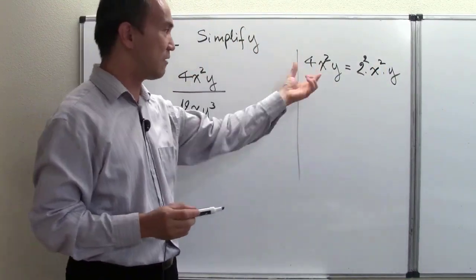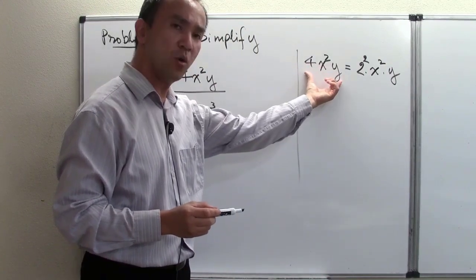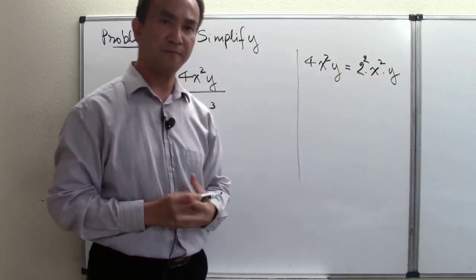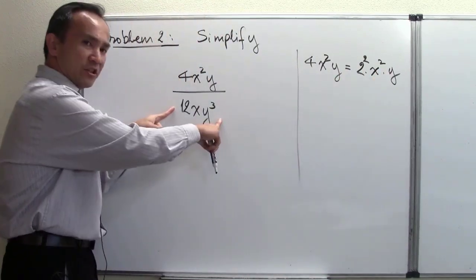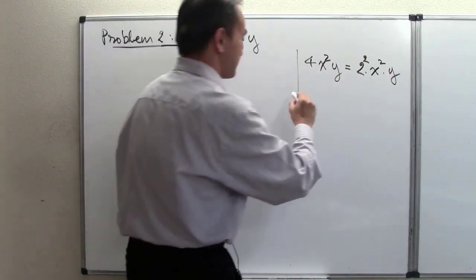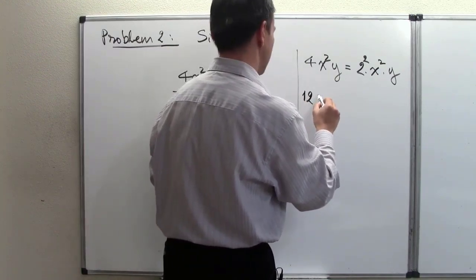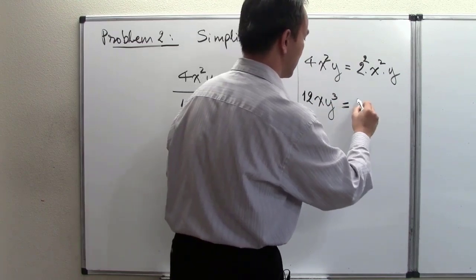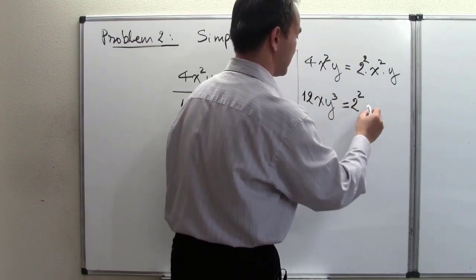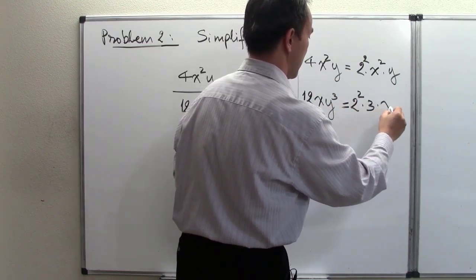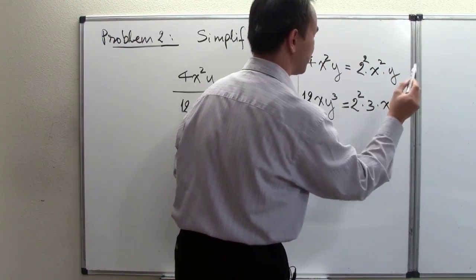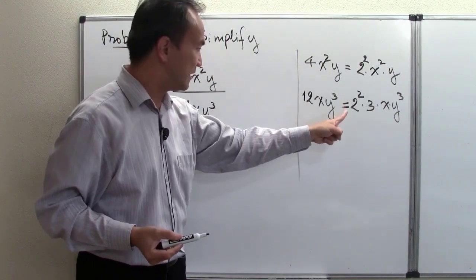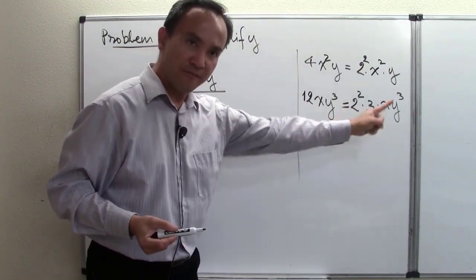So I have just now expressed my 4x squared y, the numerator of this rational expression, as a product of prime factors. I'm going to do the same for the denominator. 12xy cubed, I'm writing that as 2 squared times 3 times x times y cubed. So that's how I have expressed my denominator 12xy cubed as a product of prime factors.